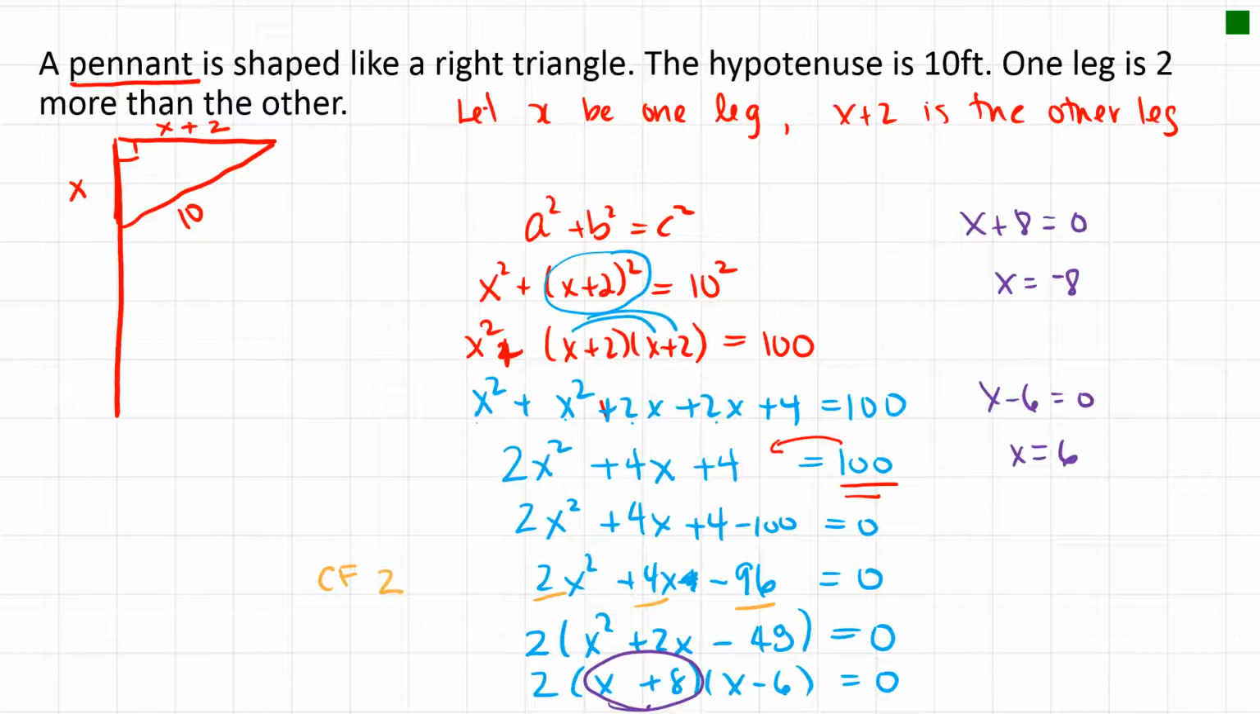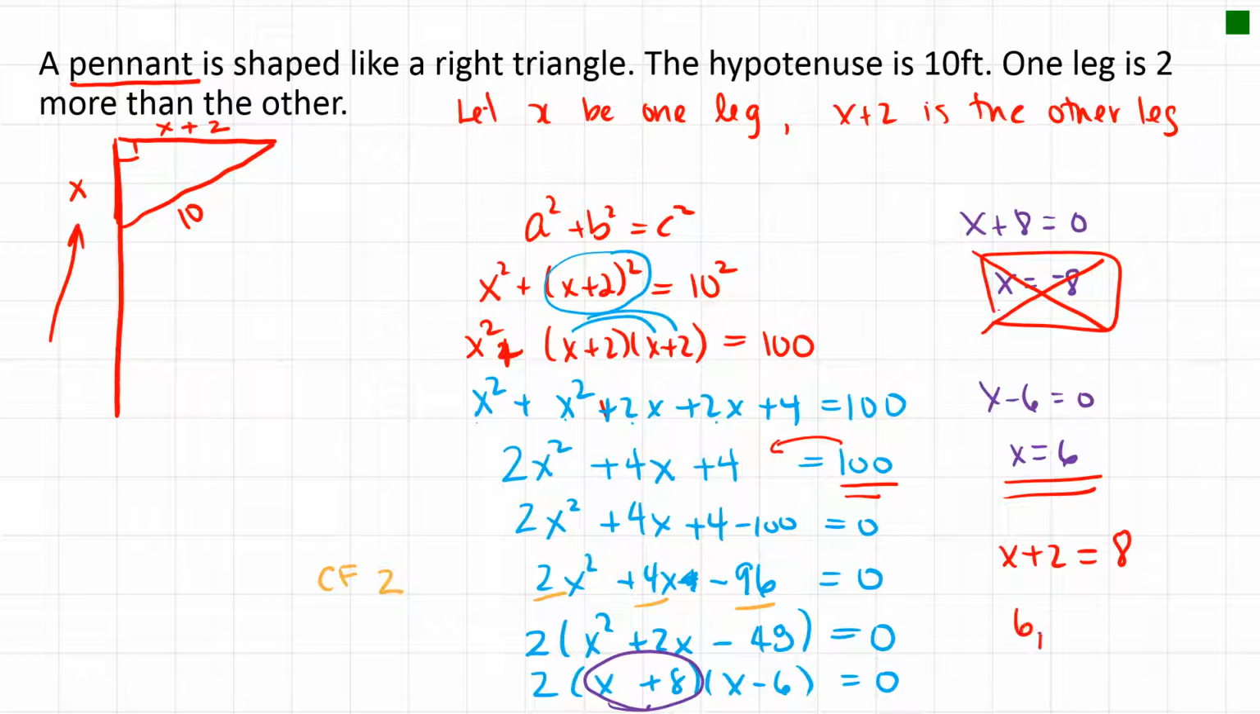Then I evaluate if that makes sense. Negative 8, can the length or the leg of a pennant be negative? No. So I reject this, which means that x has to equal 6. So if x equals 6, then x plus 2, which is the other leg, is 8. So the dimensions of the pennant are 6 by 8, and the hypotenuse is 10.